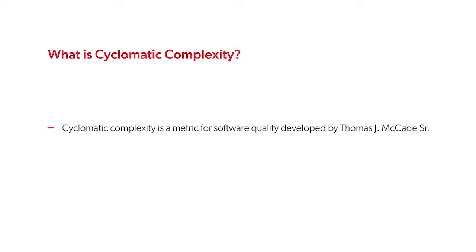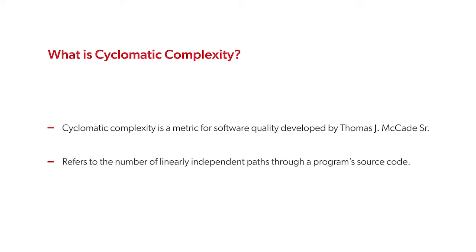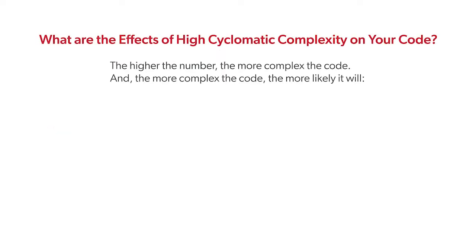So let's start by defining what is cyclomatic complexity. Cyclomatic complexity is a metric for software quality developed by Thomas J. McCabe Sr. and refers to the number of linearly independent paths through a program's source code. The higher the number, the more complex the code.